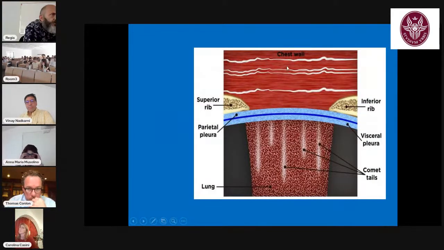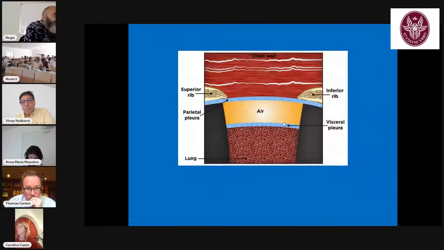Look, this is a schematic view. This is the chest wall. This is the normal situation with the visceral and parietal pleura sliding one on the other. These are the normal comet tails that we see in the normal situation. But what happens when the pneumothorax occurs?